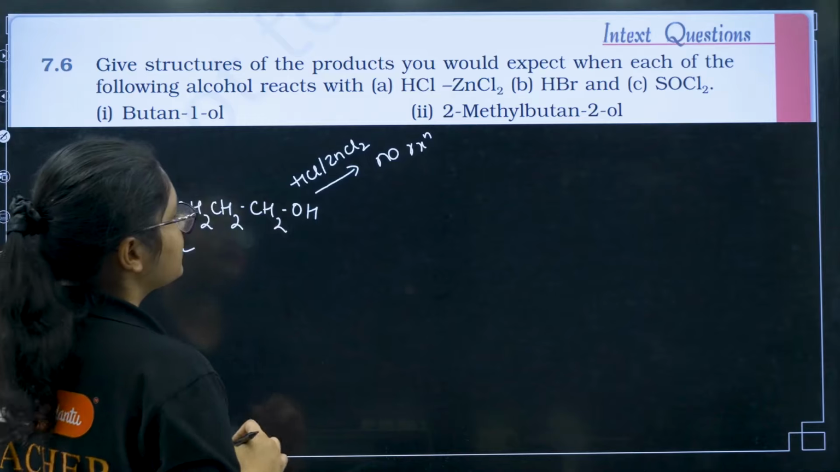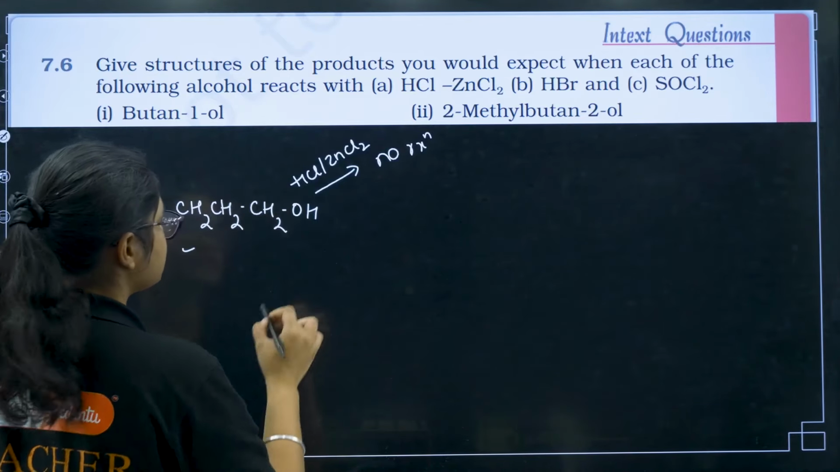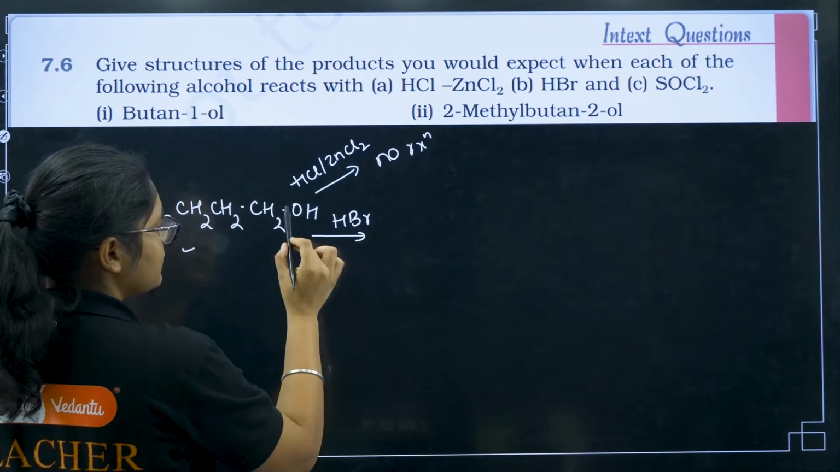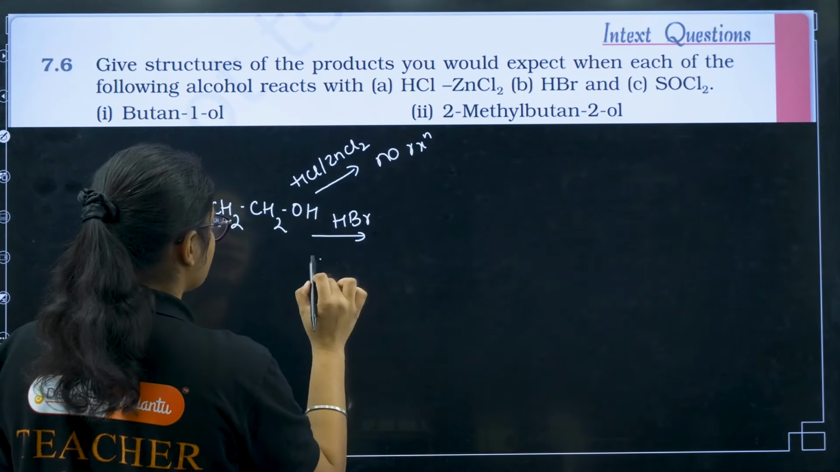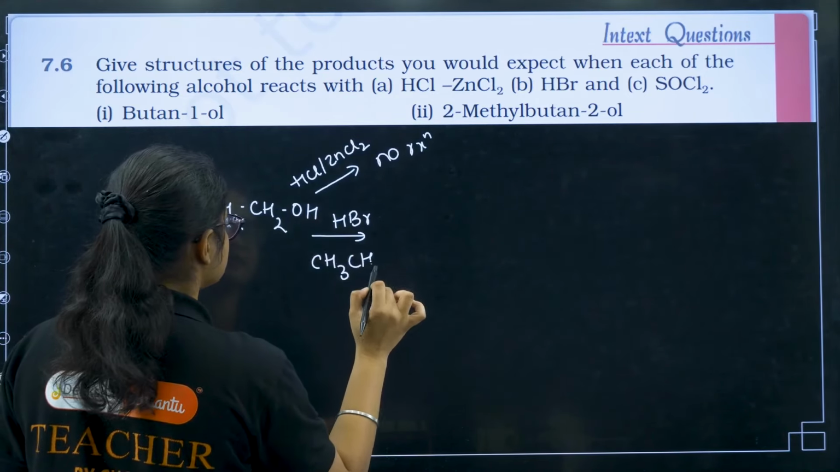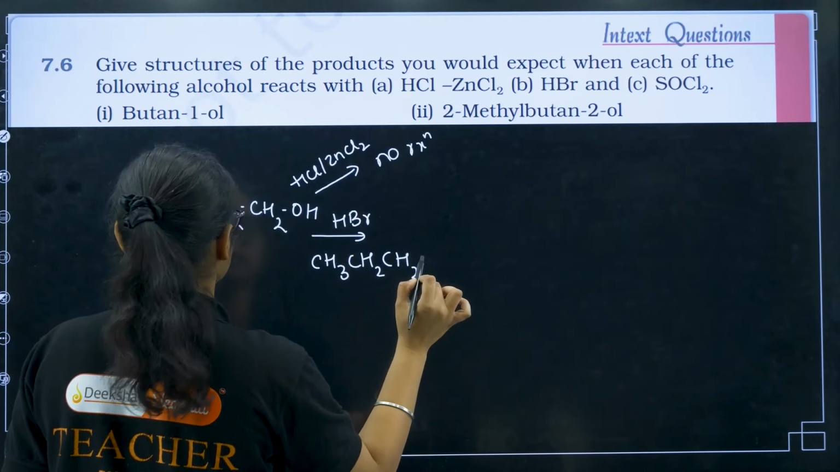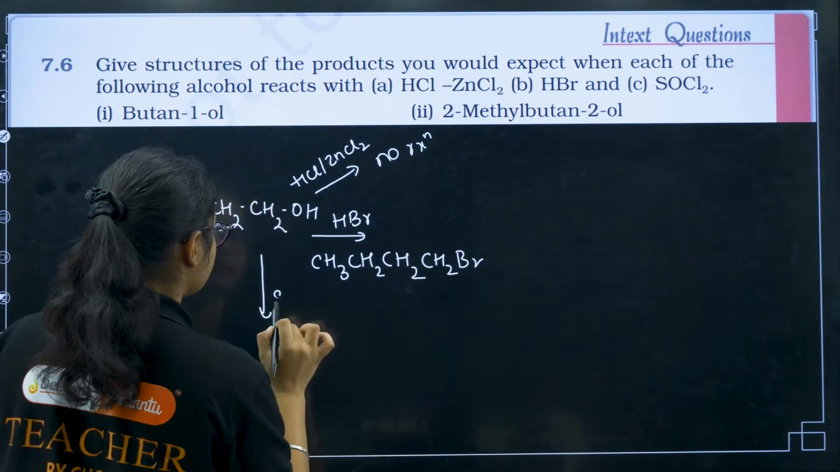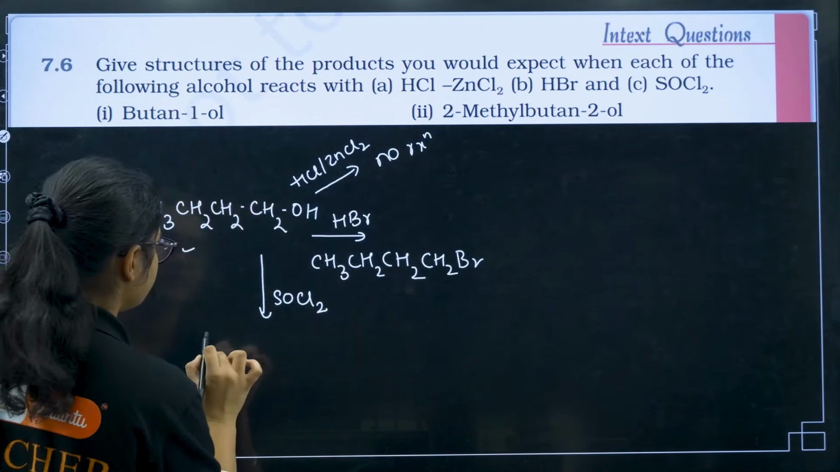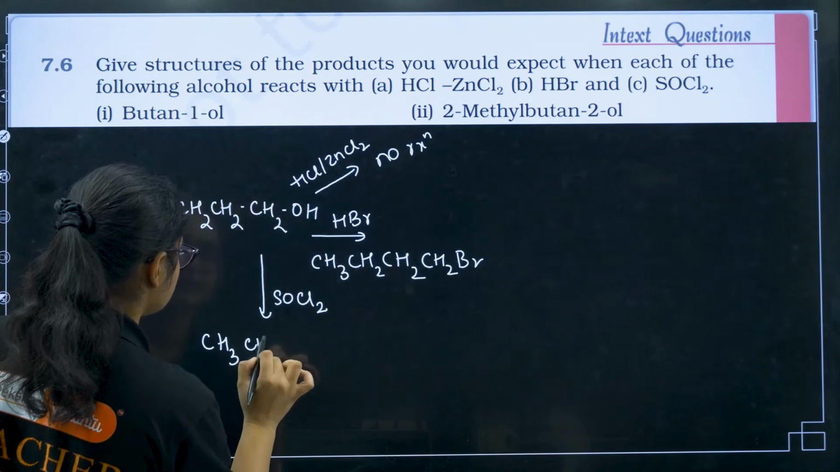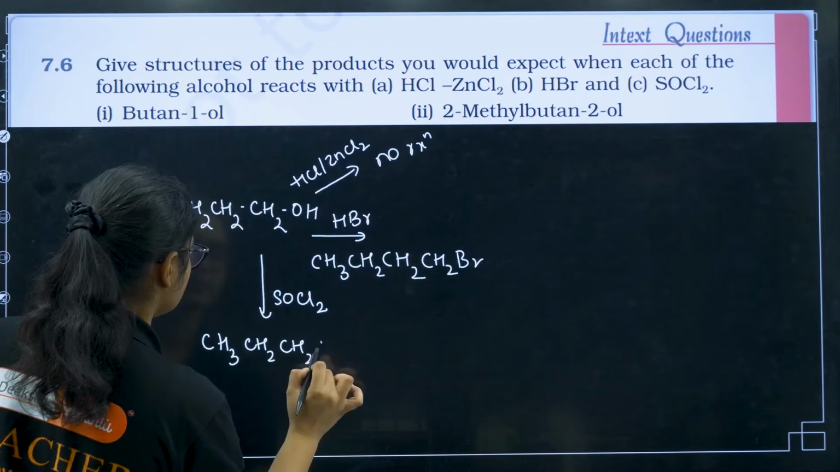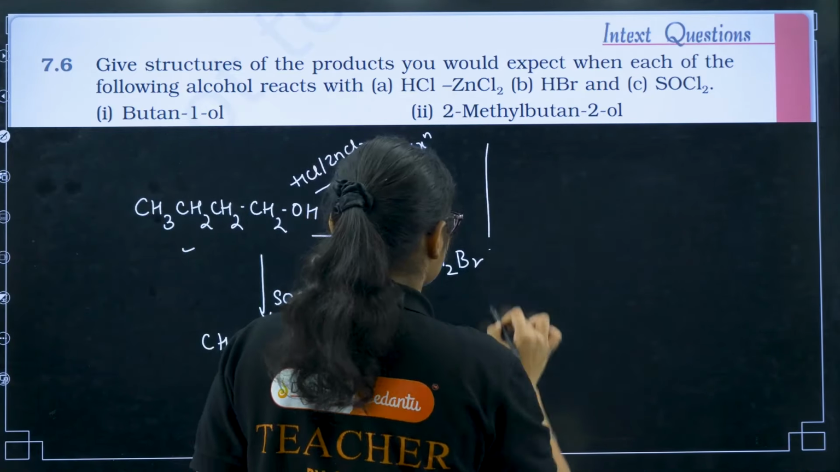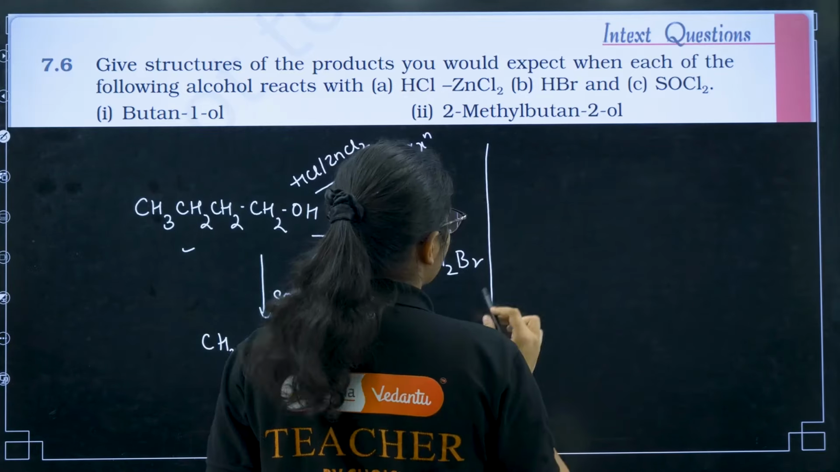Next, I have HBr. With HBr, the OH will be replaced with bromine, so I write CH3CH2CH2CH2Br. With SOCl2, the OH will be replaced with the Cl group, so CH3CH2CH2CH2Cl. Okay, next we have 2-methylbutan-2-ol.